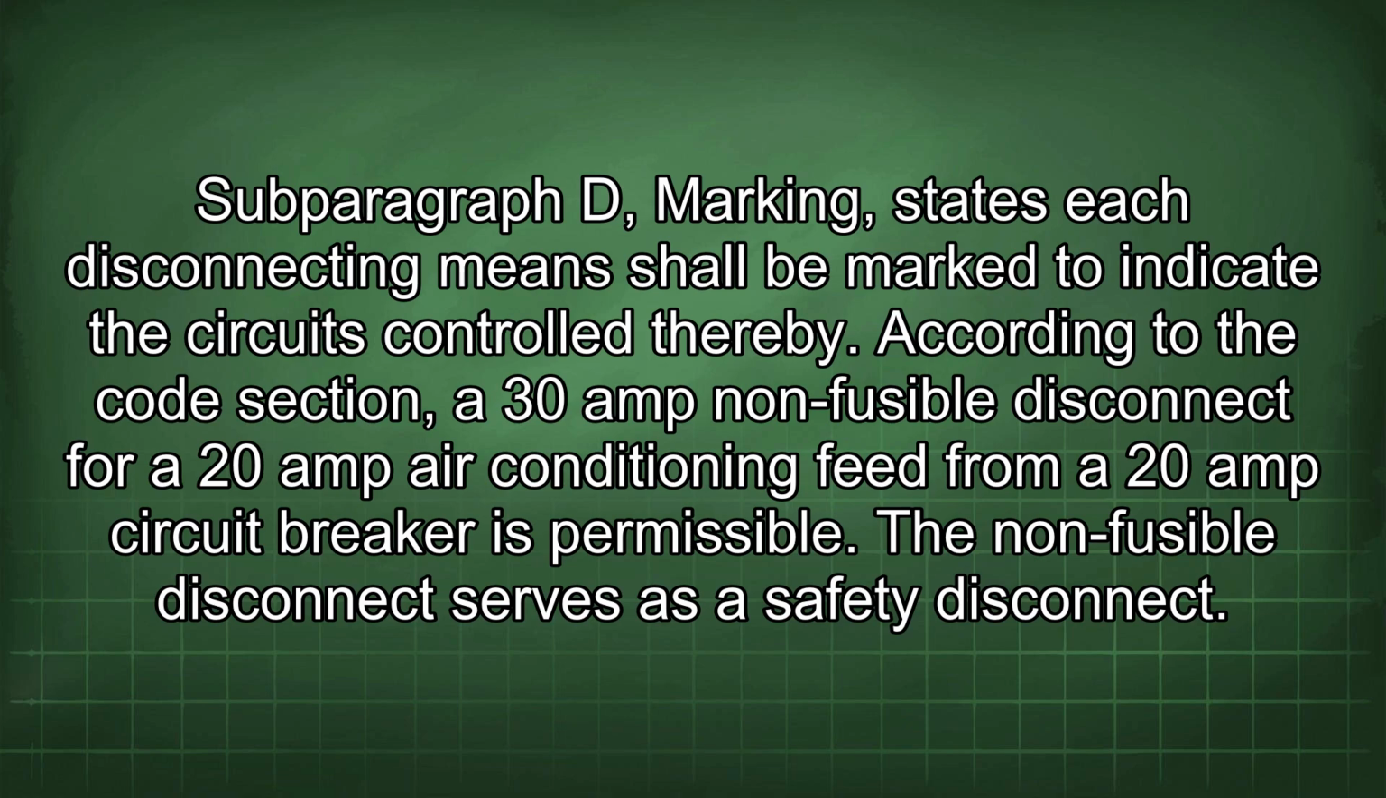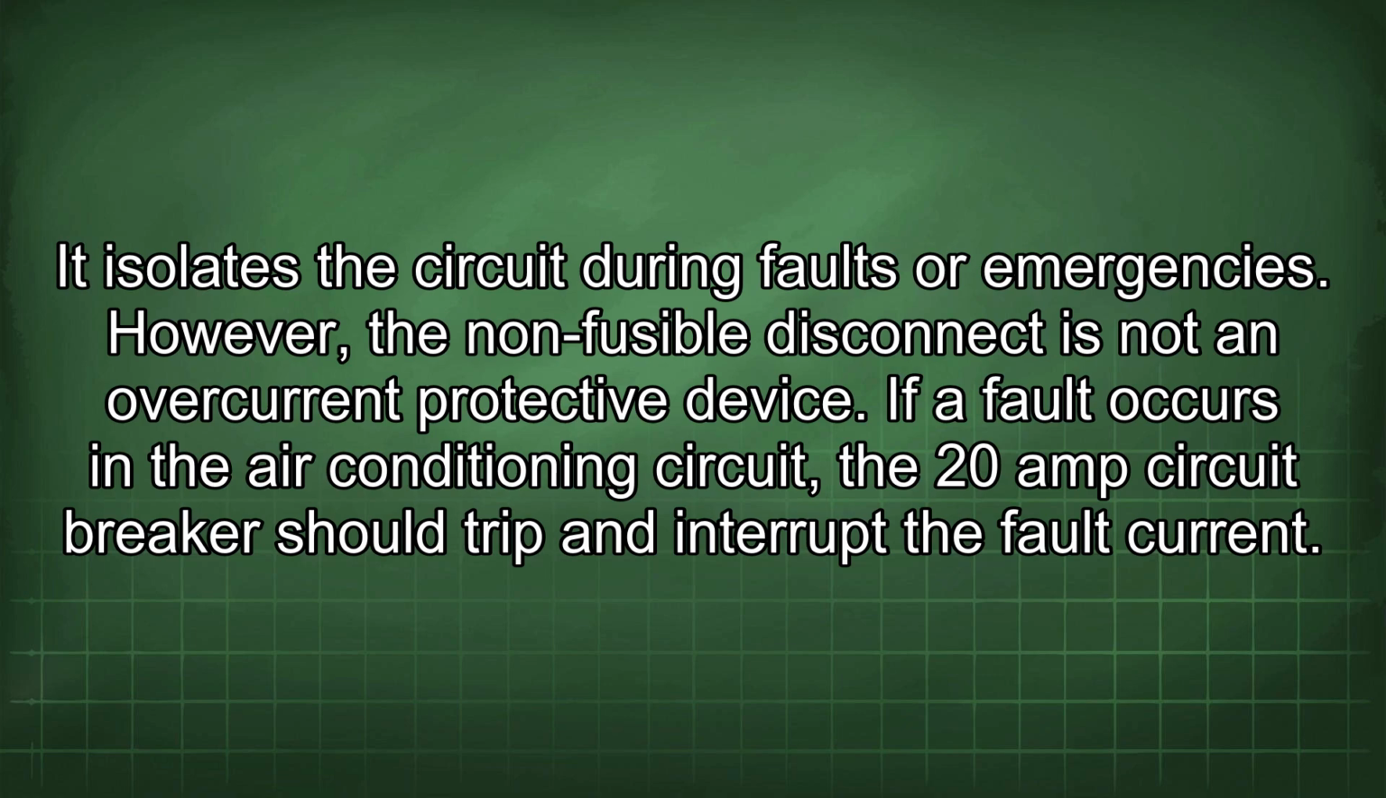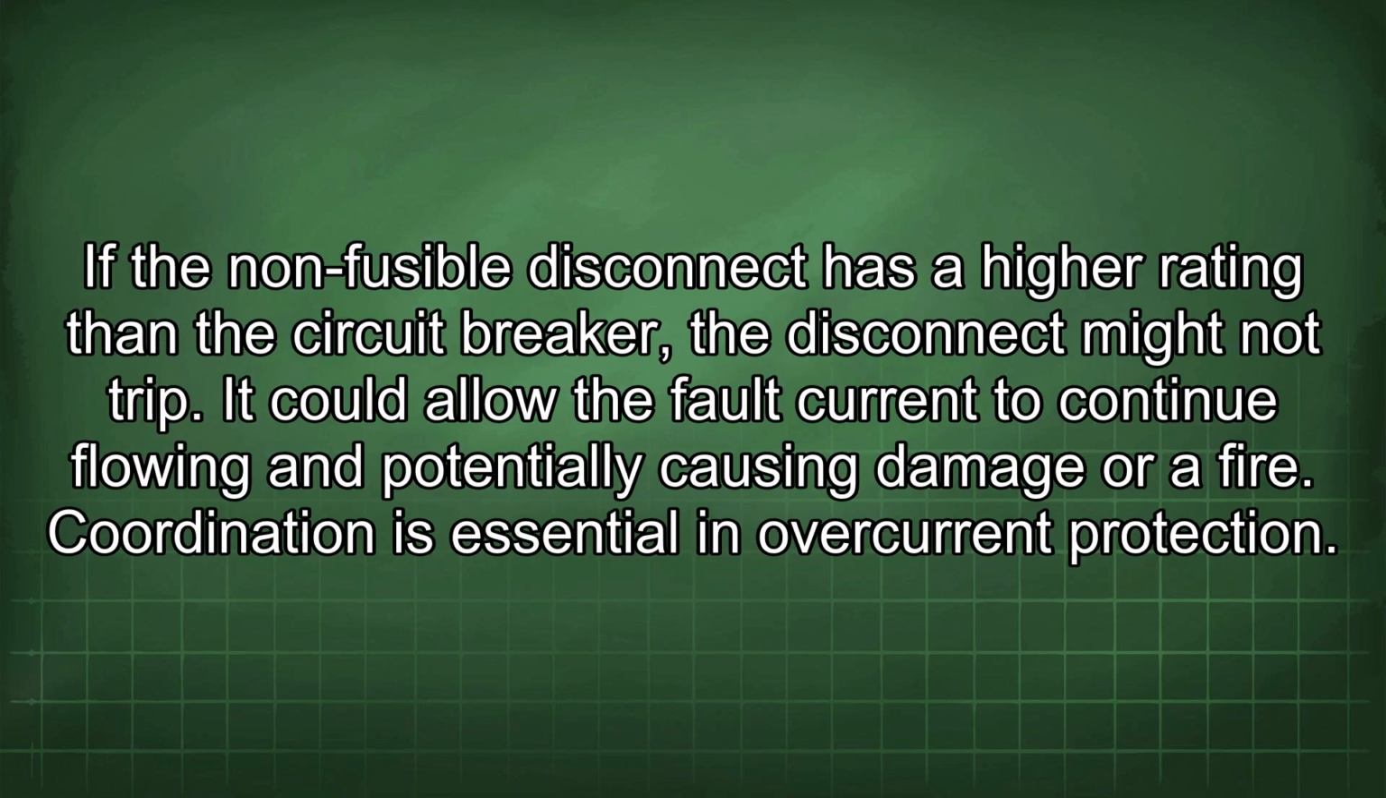According to the current section, a 30-amp non-fusible disconnect for a 20-amp air conditioning feed from a 20-amp circuit breaker is permissible. The non-fusible disconnect serves as a safety disconnect. It isolates the circuit during faults or emergencies. However, the non-fusible disconnect is not an overcurrent protective device. If a fault occurs in the air conditioning circuit, the 20-amp circuit breaker should trip and interrupt the fault current. If the non-fusible disconnect has a higher rating than the circuit breaker, the disconnect might not trip. It could allow the fault current to continue flowing, potentially causing damage or fire.